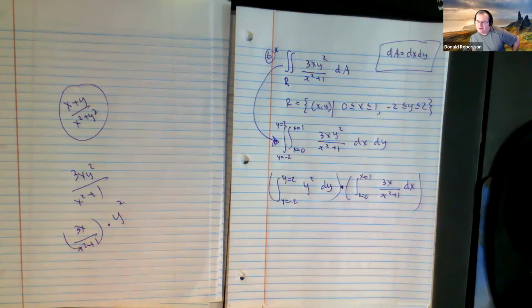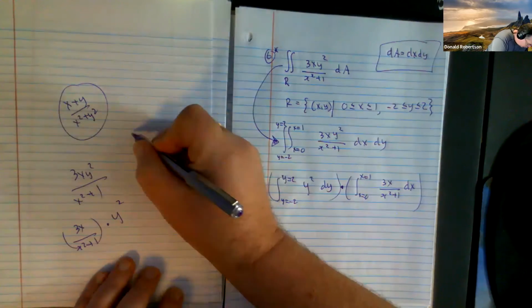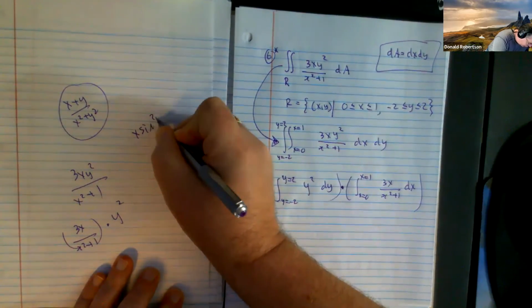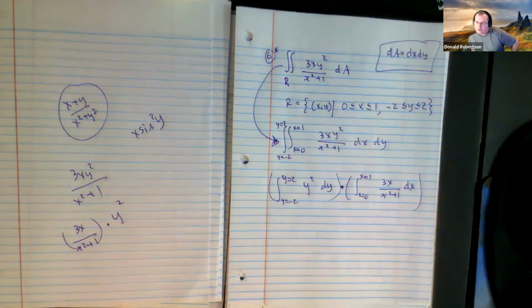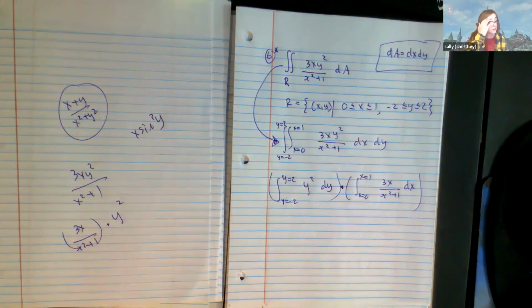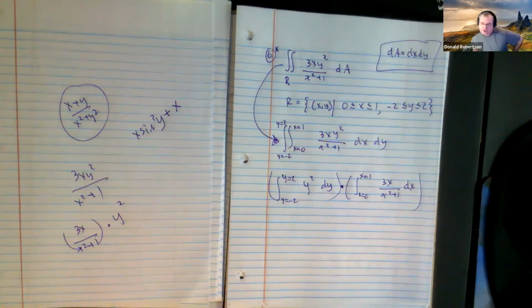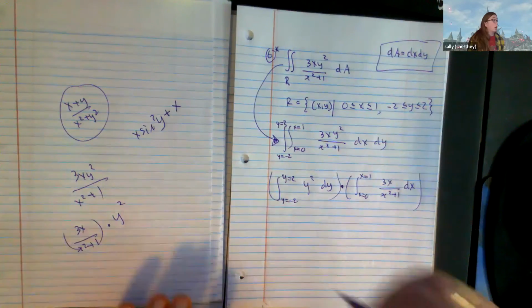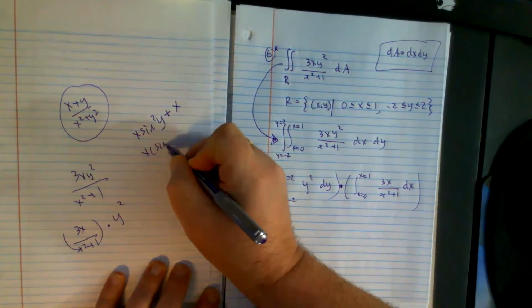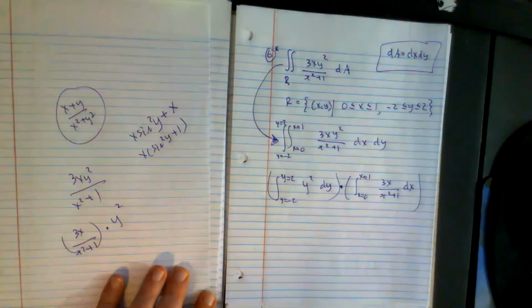Would you agree there isn't any natural way to split this up without having x's and y's in at least one place? Now, if I gave you x sine squared y, could you separate that one? Yeah. If I gave you x squared y plus x, could you separate it? No.